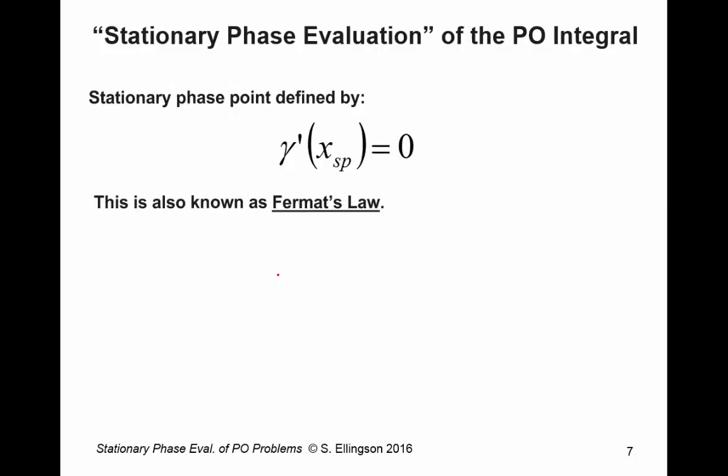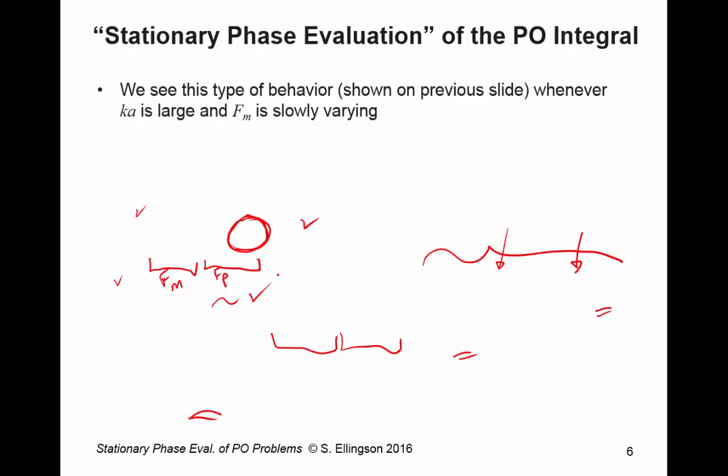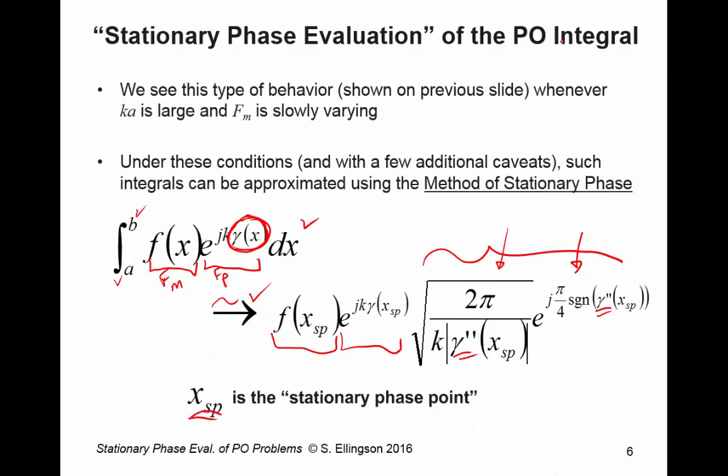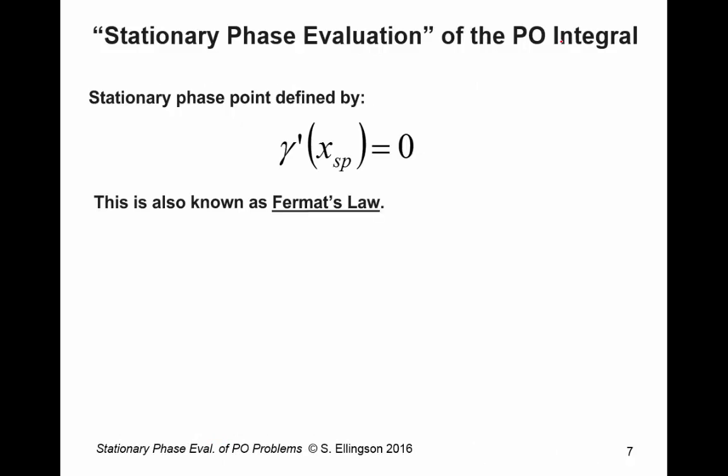Now, how can we find the stationary phase point? Well, we could go back to this method where we plot the slow and fast moving parts, right? But that's, of course, a little bit awkward. What we'd rather have is a mathematical way to do this that would be suitable for a computer code. So the way we do that is by Fermat's law. According to Fermat's law, the stationary phase point is defined by the first derivative of that function gamma that we identified on the previous slide, and where it is a local minimum is equal to 0.